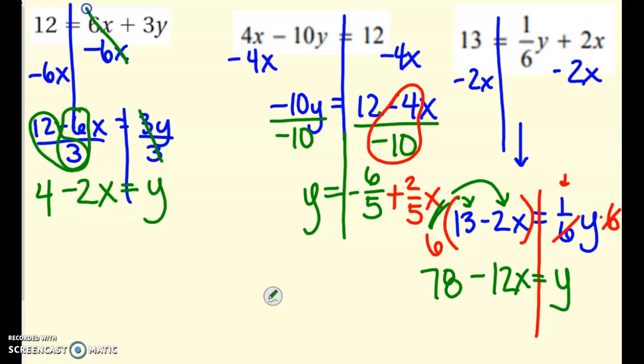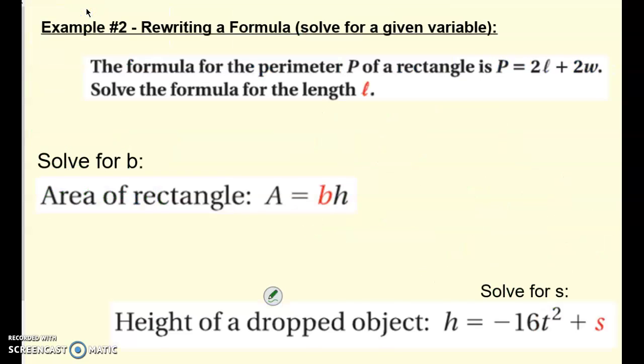All right, so in each of these, we solve to get y by itself. And the next, last part of this section is to rewrite a formula. So a formula is typically an equation that has lots of variables that stand for different things. So for example, we have the formula for perimeter of a rectangle, right? The perimeter of a rectangle is 2 times the length plus 2 times the width. Or area of a rectangle, base times height. So in any of these formulas, you can solve for one variable or another.